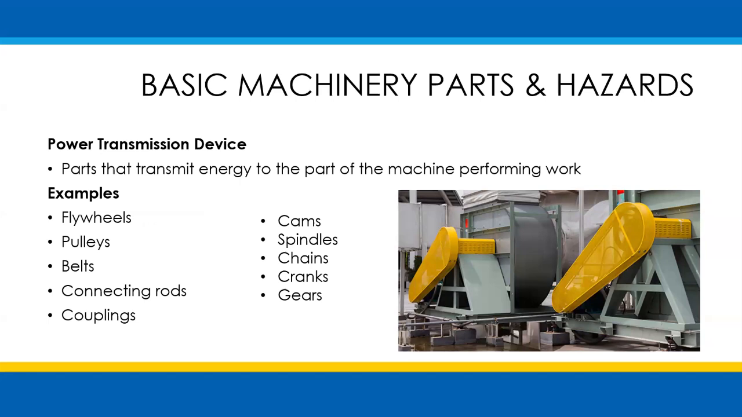The power transmission apparatus is all components of the mechanical system which transmit energy to the part of the machine performing the work. These components include flywheels, pulleys, belts, connecting rods, couplings, cams, spindles, chains, cranks, and gears.